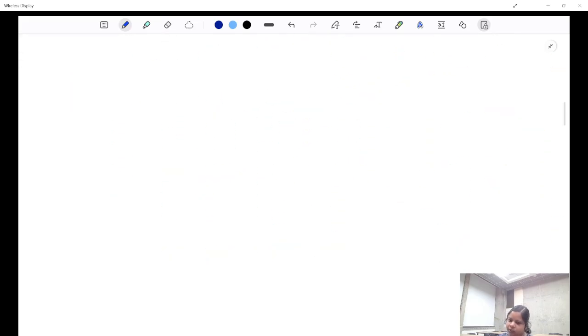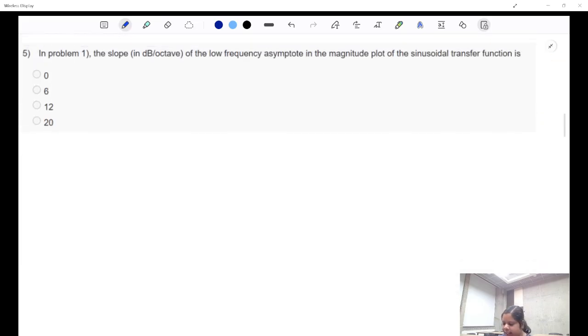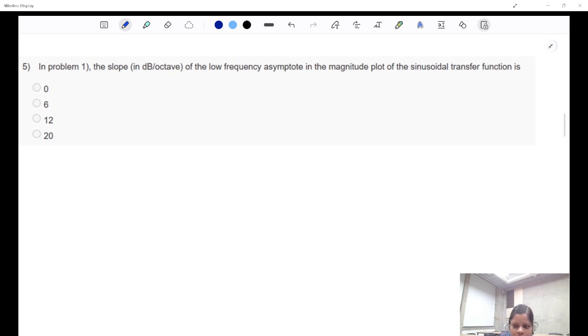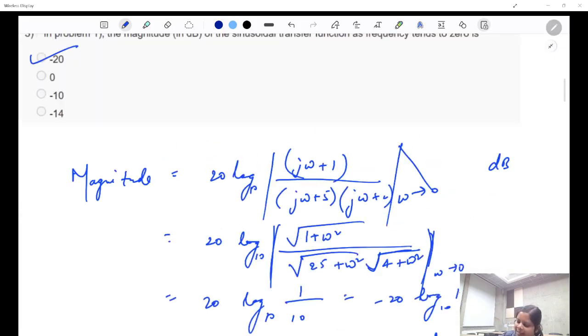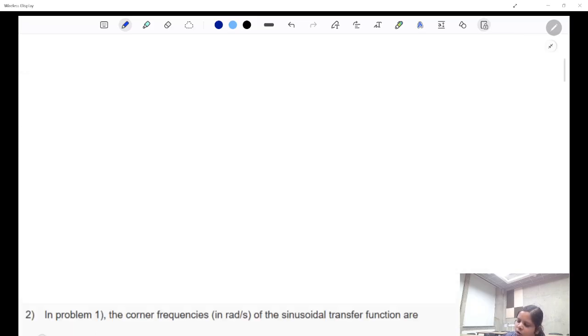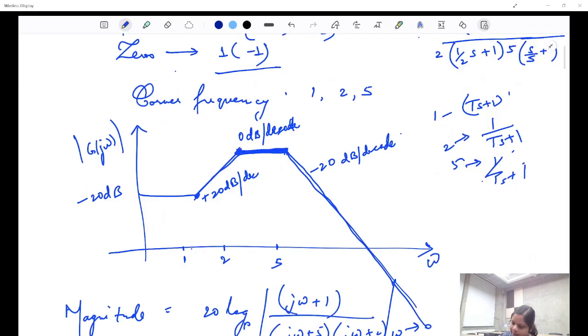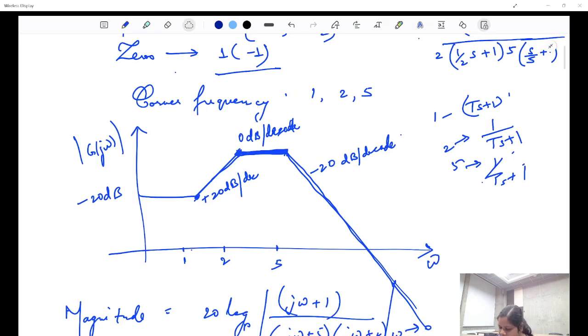Okay, let's move to the next question. In the same problem, the slope in dB per octave of the low frequency asymptote in the magnitude plot is what? So what is the plot for low frequency asymptote? Now, when it is asked for low frequency asymptote, then you have to see the low frequency region only.